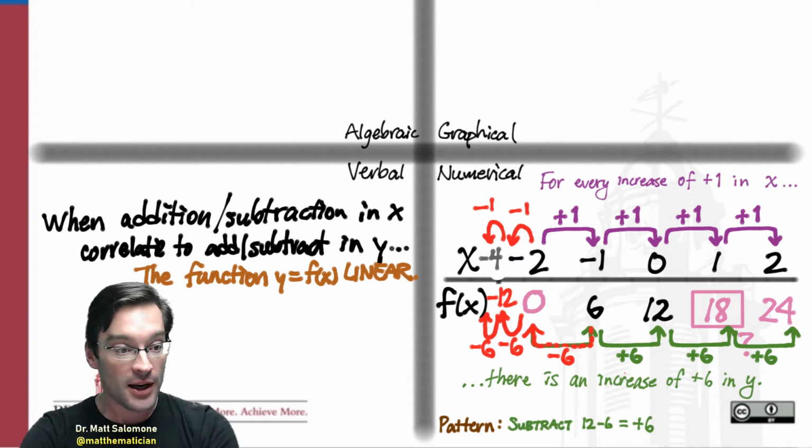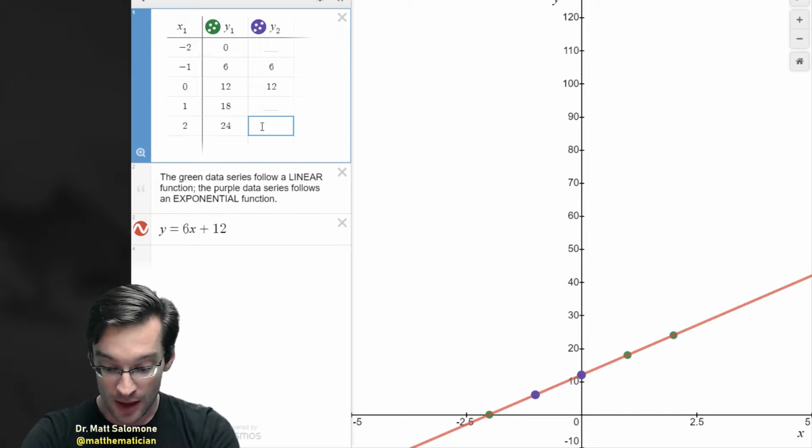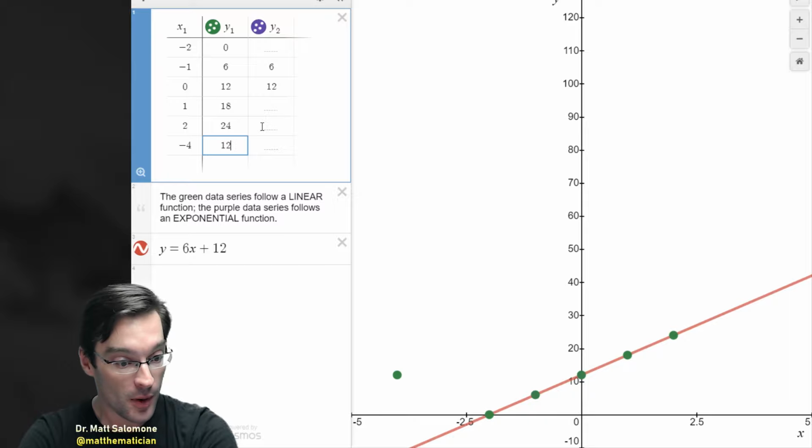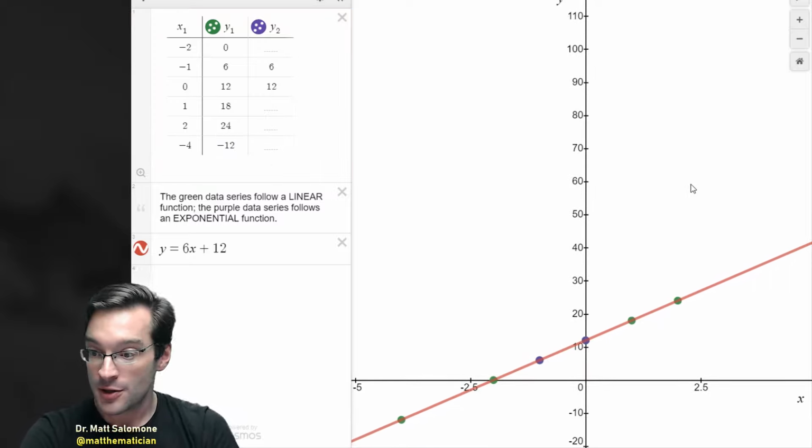Let's add that into our data table just to make sure that we can believe our lying eyes on this one. So when x is -4, we predict y is not +12, but -12. Scroll my graph up a little bit. Sure enough, there it is.